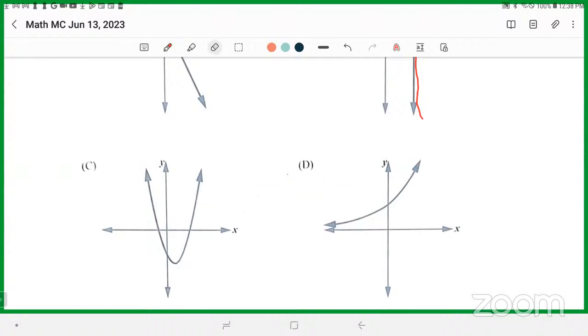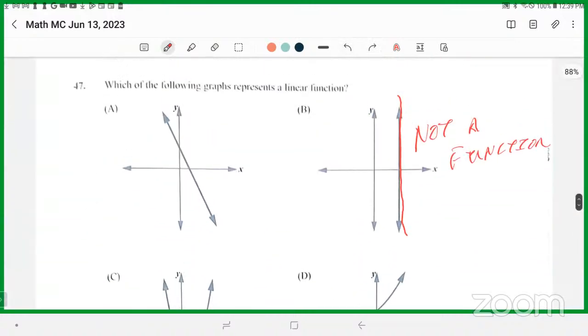This one is a function as well, it passes the vertical line test. And it's a one-to-one function, because any horizontal line I draw on it, using the horizontal line test to tell me what kind of function it is, will intersect at only 1 point. So this is also a one-to-one function. Well, guess what? It's not linear because it's a curve. So this is not the answer. A is the answer for this question. That is the correct answer.